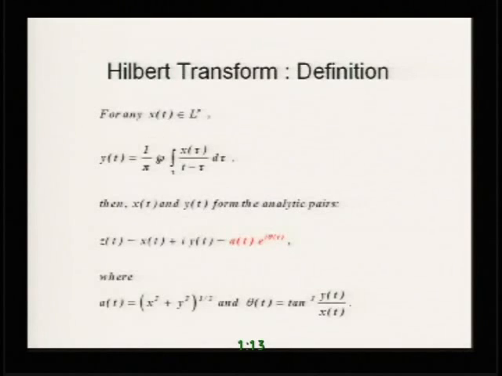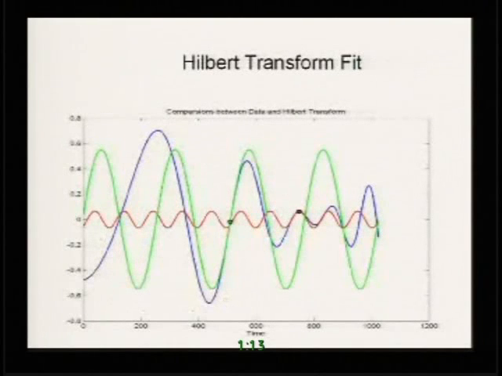See, for example, if I have the data given in this blue curve, and I use the Hilbert transformation, what do I do? At this point, for example, my amplitude is small, my period is also small, but I use only that point. At that one point, amplitude and period. I don't use the whole sine wave.